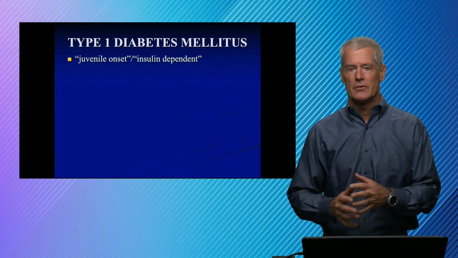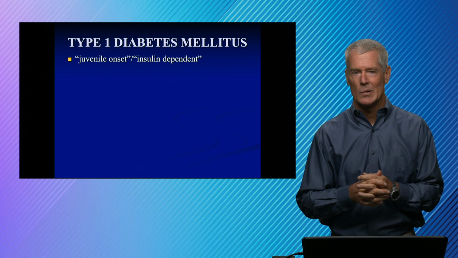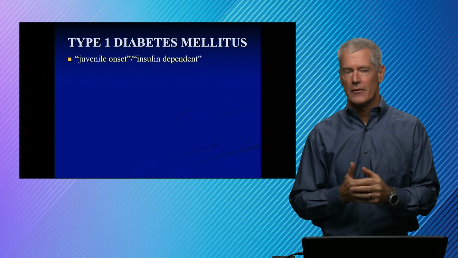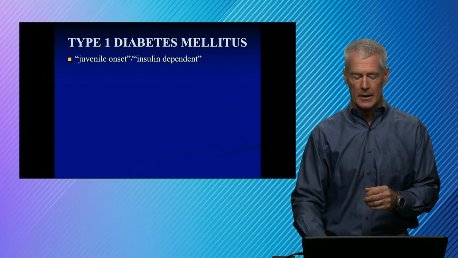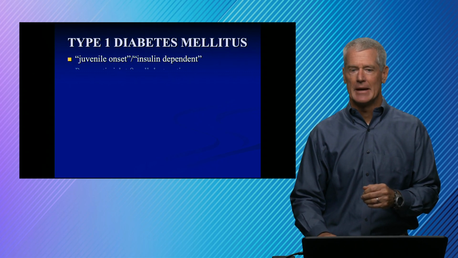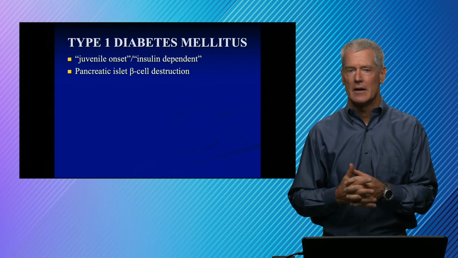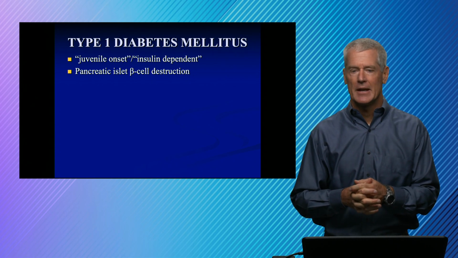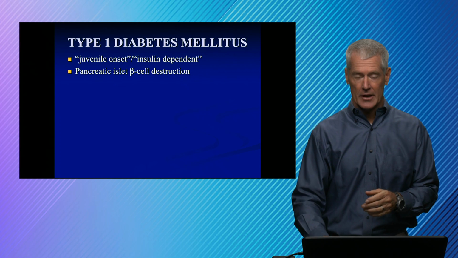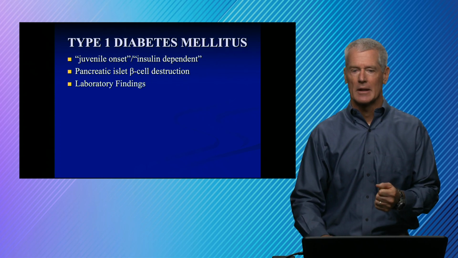So back to diabetes, the type 1 diabetes, we used to call it juvenile onset. Most often it happens in younger people. But it's probably better characterized as being insulin dependent. It's an autoimmune disease where you've had autoimmune destruction of the beta cells. The beta cells are responsible for synthesizing insulin, so if you destroy them, you get hyperglycemia.